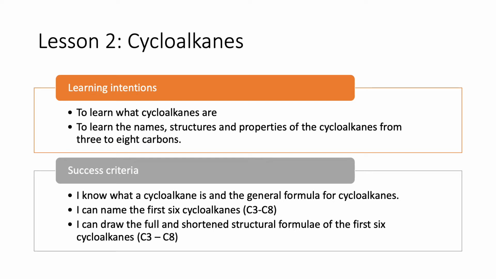In lesson 1, we looked at linear alkanes. In this lesson, we are going to look at another type of hydrocarbon, cycloalkanes. We will learn what they are and how to name them, and by the end of this lesson, you should be able to draw and name the first 6 cycloalkanes and write their shortened structural formulae.